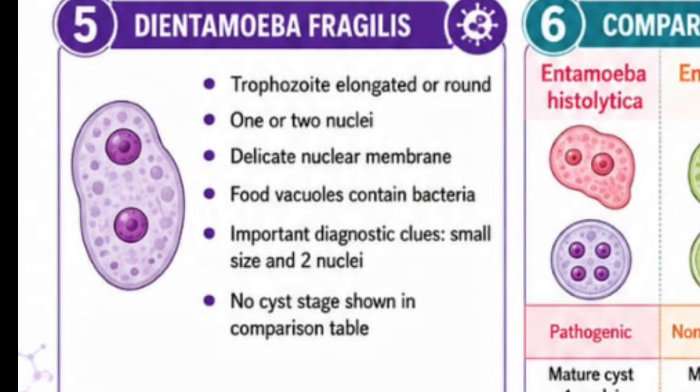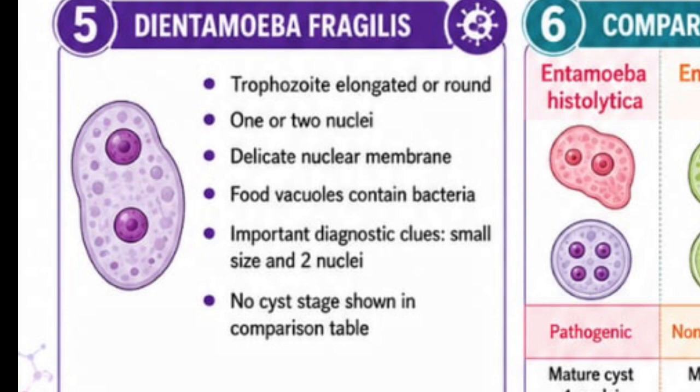Dientamoeba fragilis. Now, Dientamoeba fragilis has 1 or 2 nuclei. They have the smallest nuclei. So Dientamoeba fragilis has 1 nucleus, while Endolimax nana and Entamoeba histolytica have 4 nuclei, while Entamoeba coli has 8 nuclei. The trophozoites are round or elongated. They have a delicate nuclear membrane. The food vacuole contains bacteria in this case.